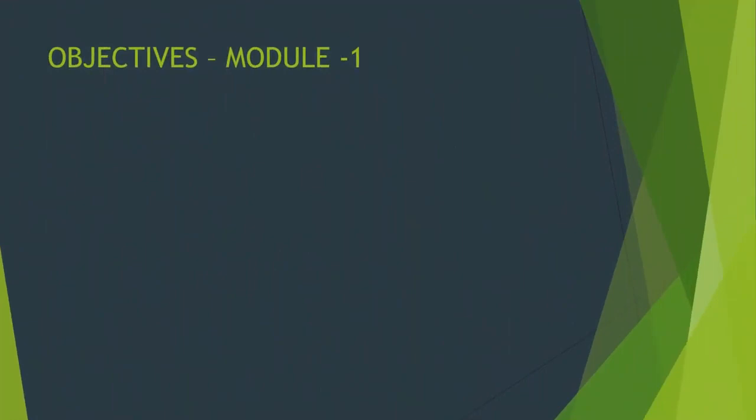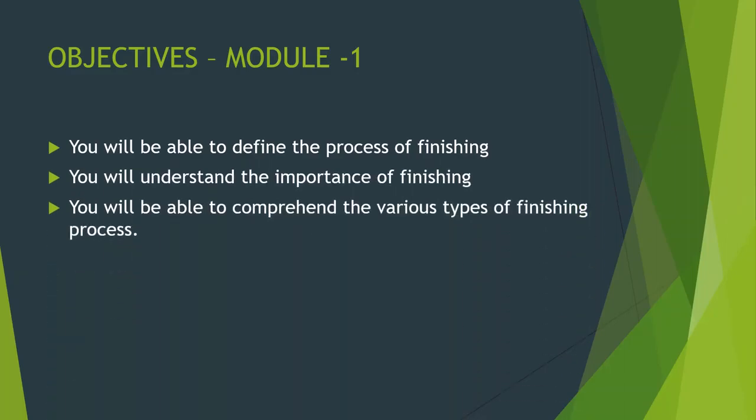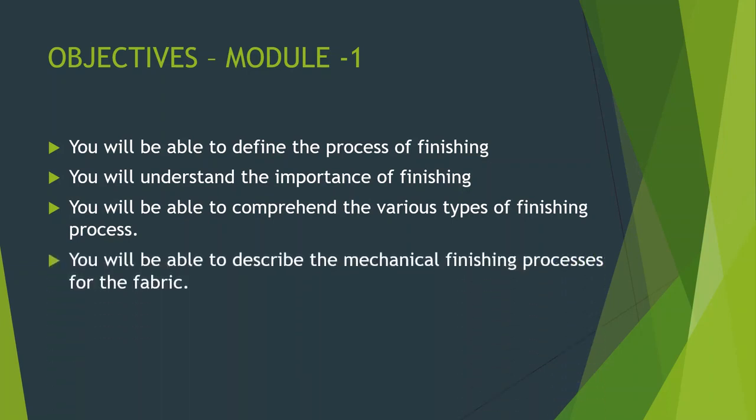Today, we are going to discuss module 1 or unit 1. The objectives of module 1 are: you will be able to define the process of finishing. You will understand the importance of finishing, and also you will be able to comprehend the various types of finishing processes. And also you will be able to describe the mechanical finishing processes for the fabric.